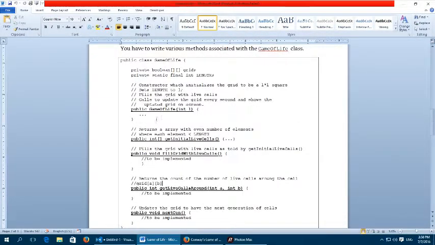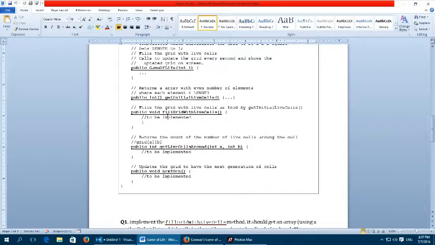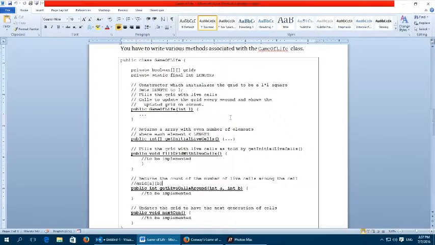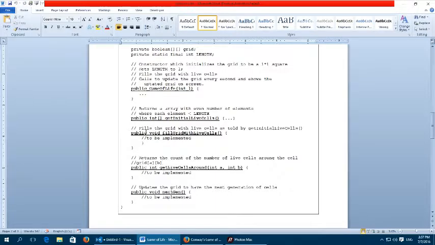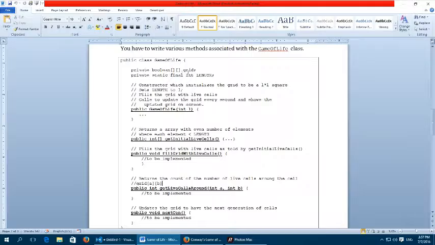Our program will consist of the constructor and the get initial live cells method. We don't have to worry about these. We have to make the fill grid with live cells method, which will be called by the constructor upon the initialization of the class. And we have to fill the grid with live cells as stored by the get initial live cells method. The grid is here, and it is its length. I have taken a square grid.